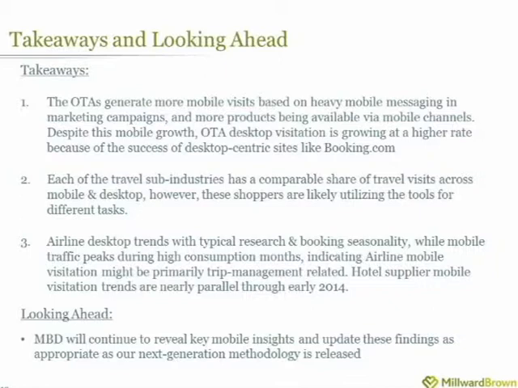And last but not least, in the looking ahead section down below, we are going to continue to develop these mobile insights, and we'll continue to update them as they come in.